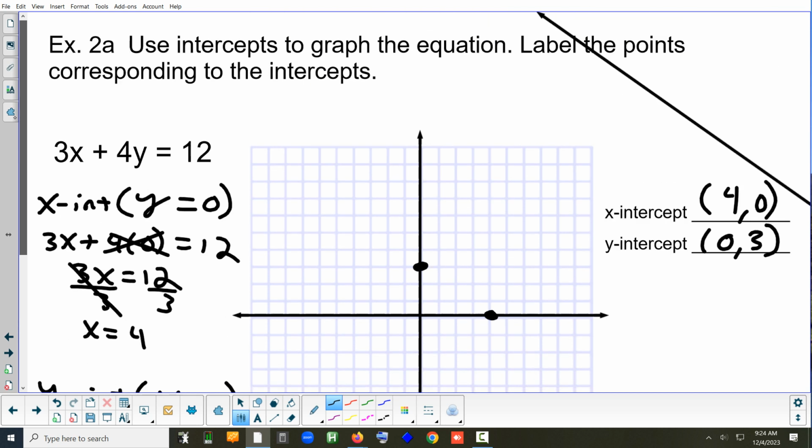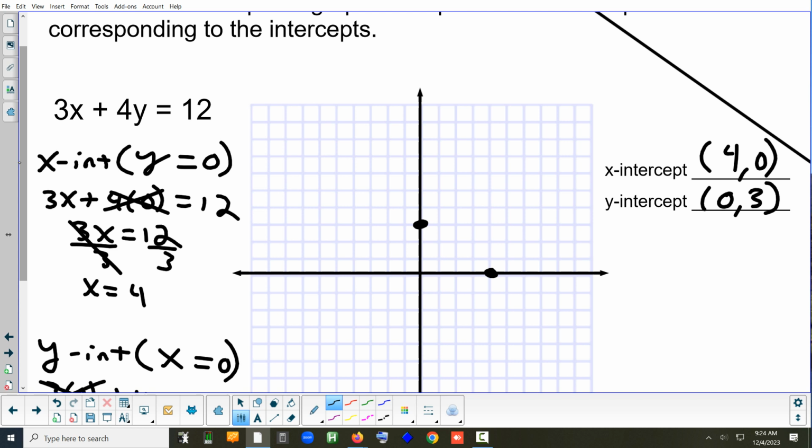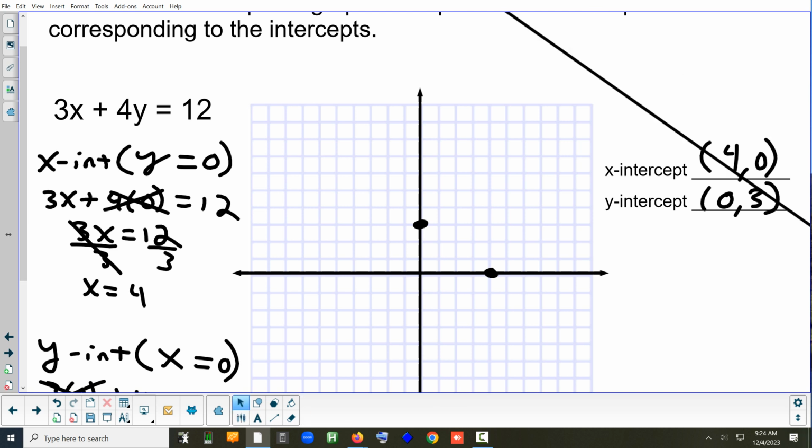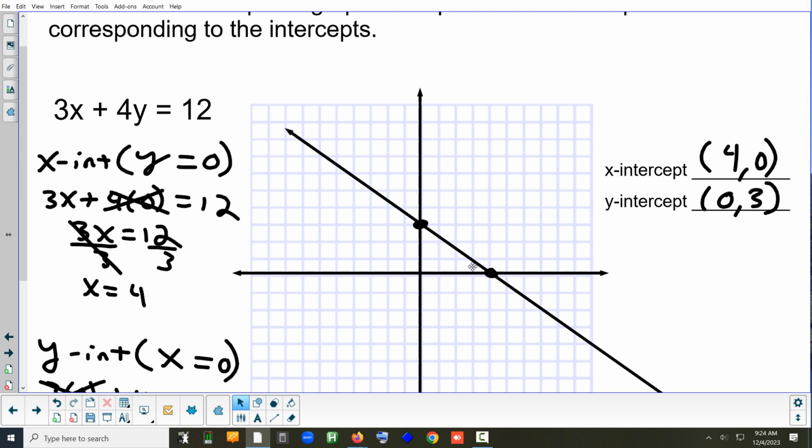Okay, so I labeled the points corresponding to the intercepts. I did that on the side. What's the last thing I have to do? Graph it. So take your line and draw your line through the 2 points. And that's how you graph a line using intercepts. Okay. Any questions on that?